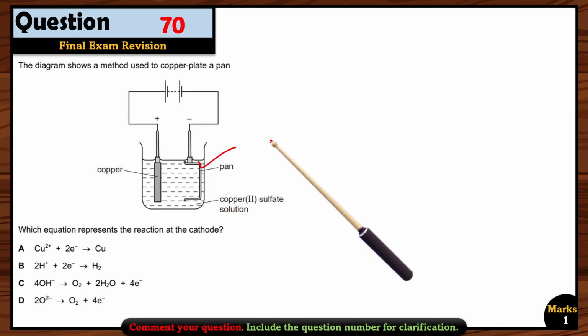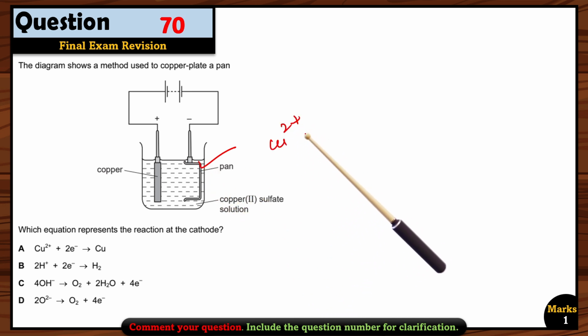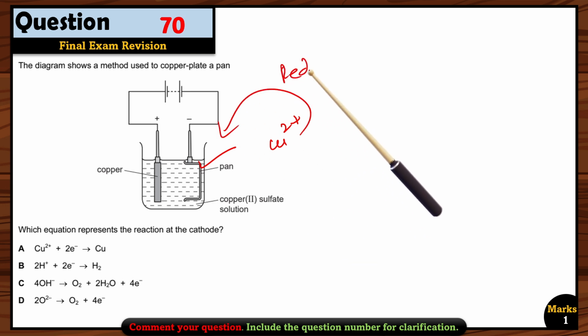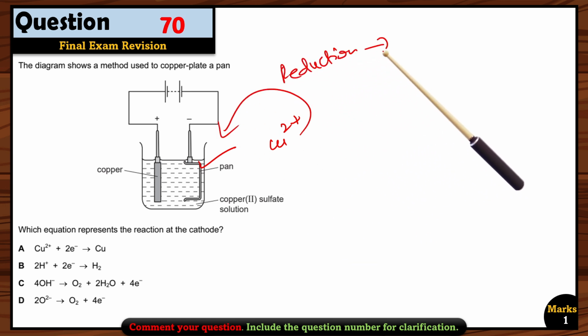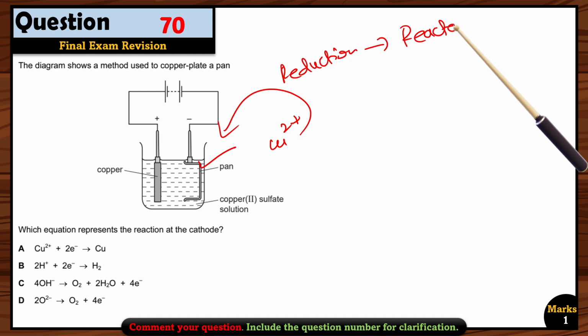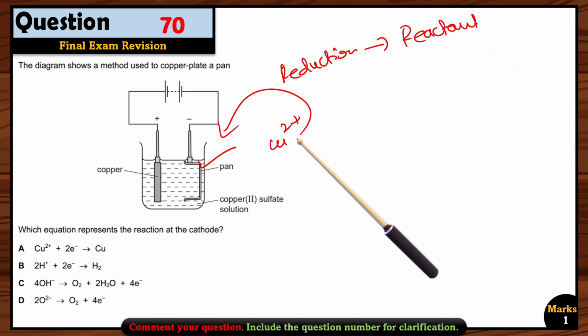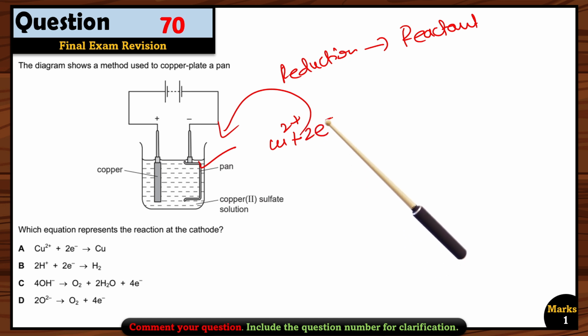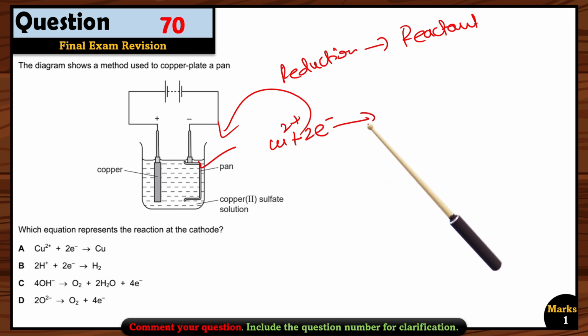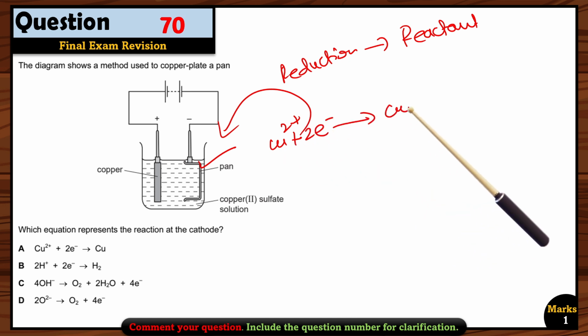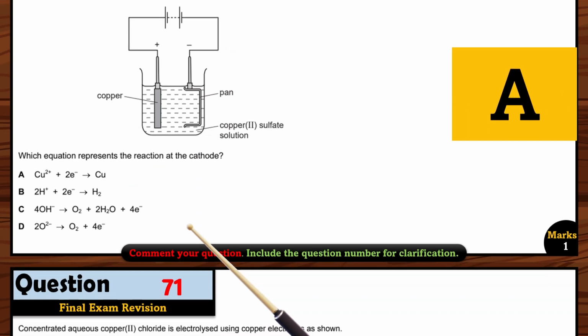Of course, the copper ions will move towards the cathode. At the cathode, reduction takes place. Reduction means the electrons will be in the reactants. So copper ions will come here, they will move towards the cathode, and then electrons will be in the reactants. And what will be your product? It will be a metal. So can you see this one? Yes. So option A is the only right option here.